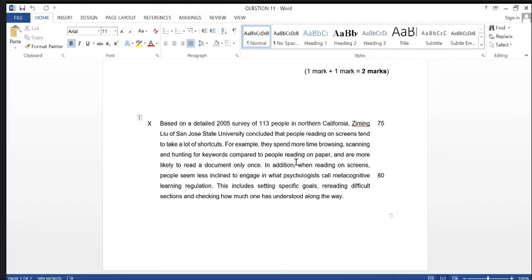Okay, when he writes that people reading on screen take a lot of shortcuts, he gives examples: people spend time browsing, scanning and hunting for keywords. And not only that, what does he say? Okay, and are more likely to read a document only once. Okay, because they want it fast. Right? Shortcut. Only browse, only scan, only keyword, and only read once.